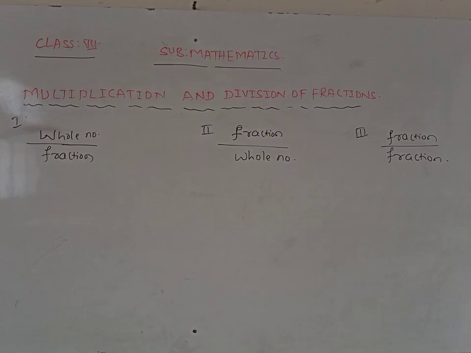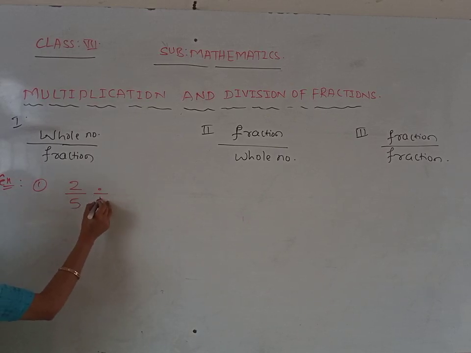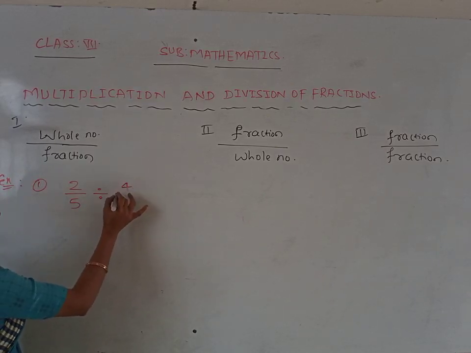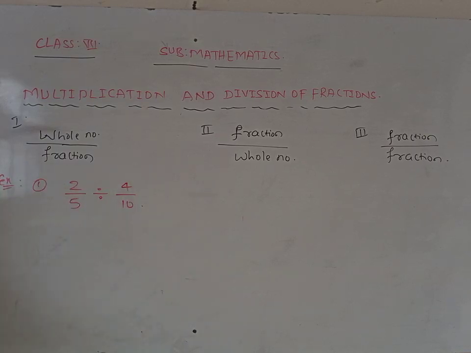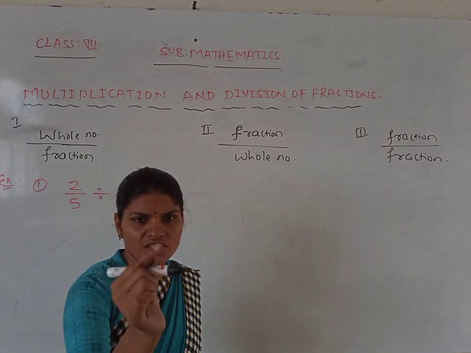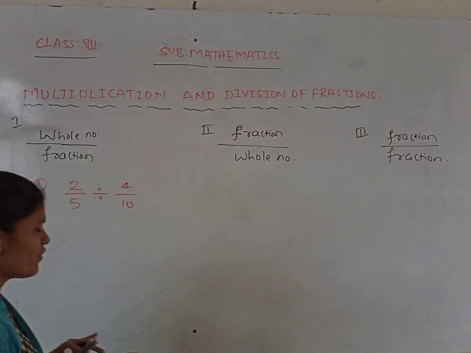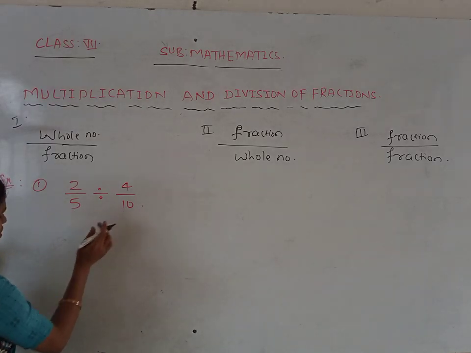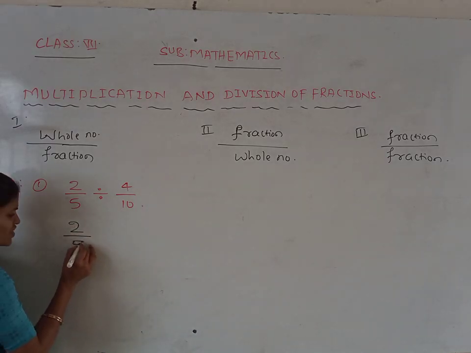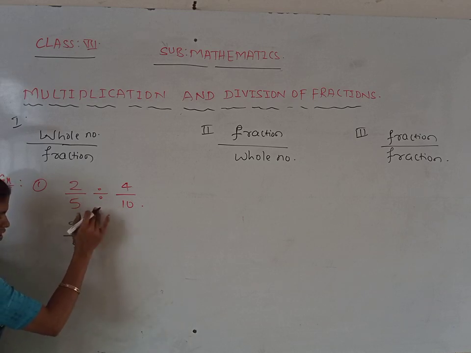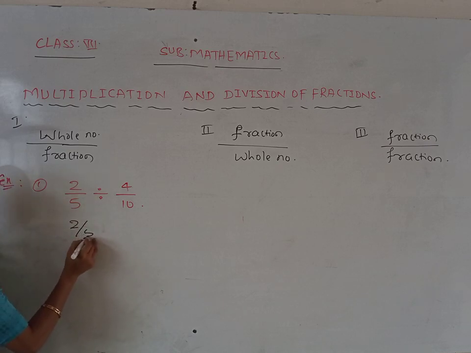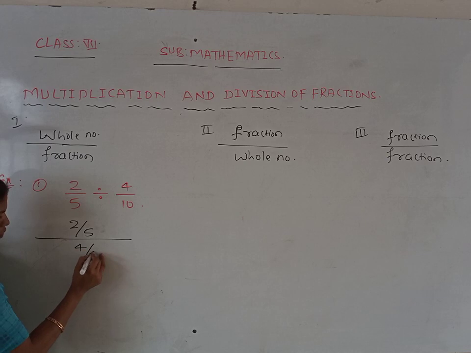Third type, fraction by fraction. Just one example here: 2 by 5 divided by 4 by 10. How to do it? Very easy. If you understand only one concept, that is one step. While dividing one fraction by another fraction, we have to keep the first fraction as it is. What is the meaning of this statement? 2 by 5 divided by 4 by 10 is nothing but 2 by 5 whole divided by 4 by 10.